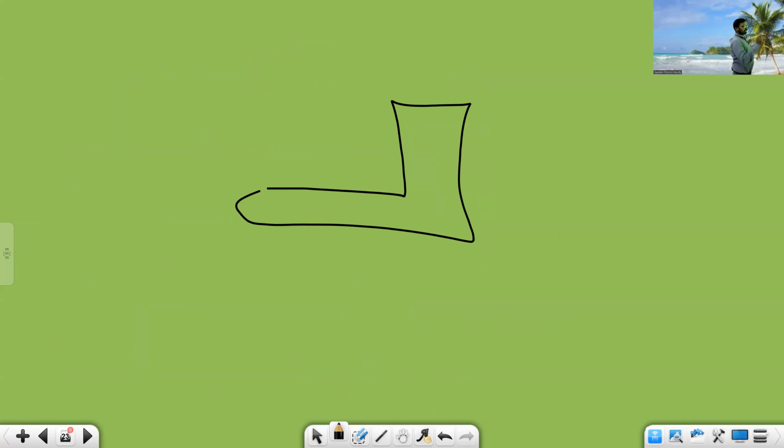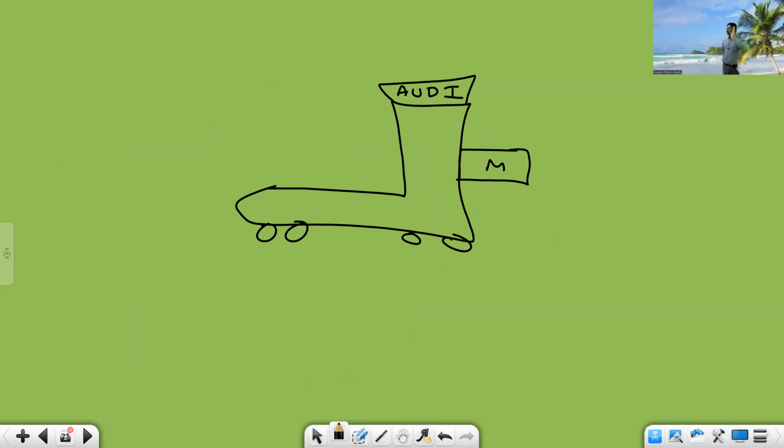Now again, I'm taking another lorry. So this lorry, what happened? In front of this lorry, I'm keeping one block. It is not attached. The block is not attached, just the block.